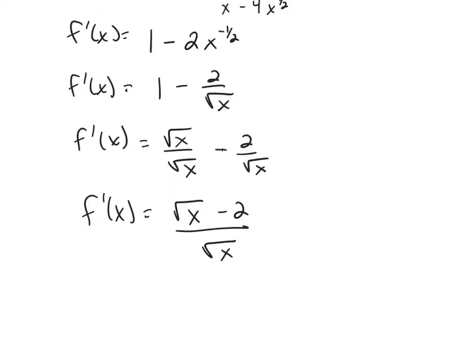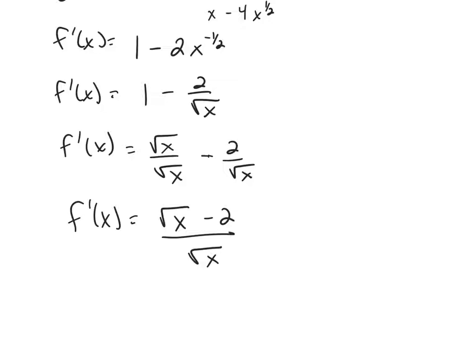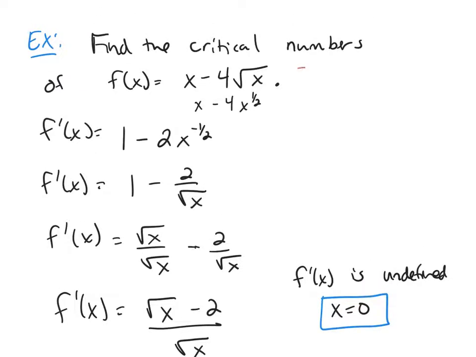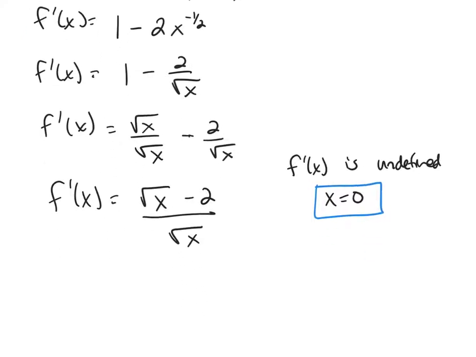So when is this derivative undefined? Well, what's the one number I can't plug in for x that I could have plugged into my original function? That's x equals 0. So that's going to be my first critical number. Now, you can't plug in negative numbers for x, but if you go back to your original function, you also couldn't have plugged in negative numbers there. So those don't count as critical numbers.